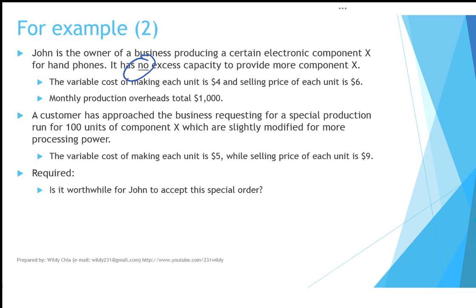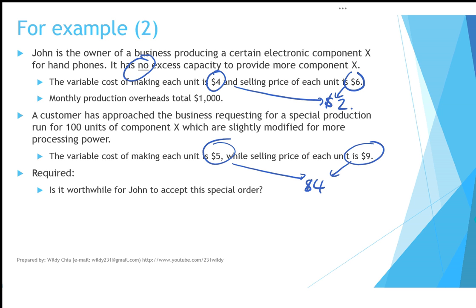Now the question has been changed to, what if there is no excess capacity? If there is no excess capacity, the figures here are quite the same as the earlier example. The contribution for the regular orders is still $2. Contribution for the special order is $4. In such a case, there is no excess capacity. Same thing, we also ignore the overheads because these are not relevant for purpose of decision making.